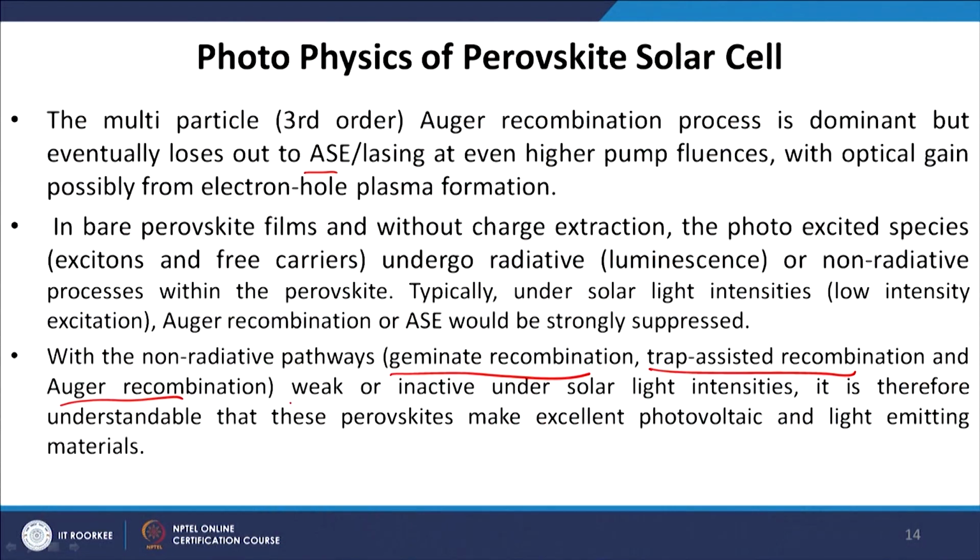So, that is why they are weak or inactive under solar light intensities. Therefore, if the non-radiative pathways are weak, then the radiative pathways have to be very strong. That is why these kinds of direct bandgap materials are suitable for fabrication not only of photovoltaic devices but also of light emitting diodes.